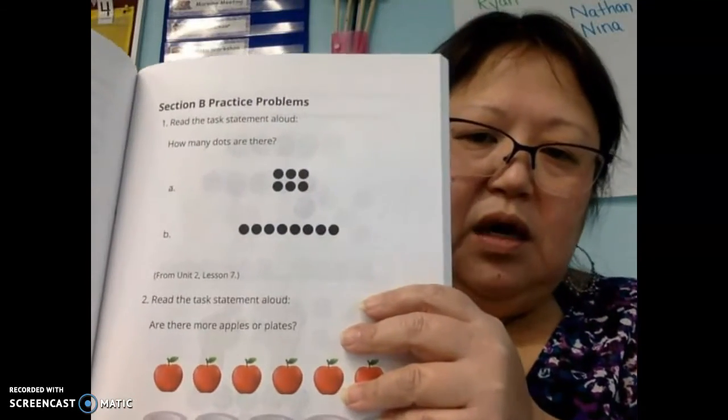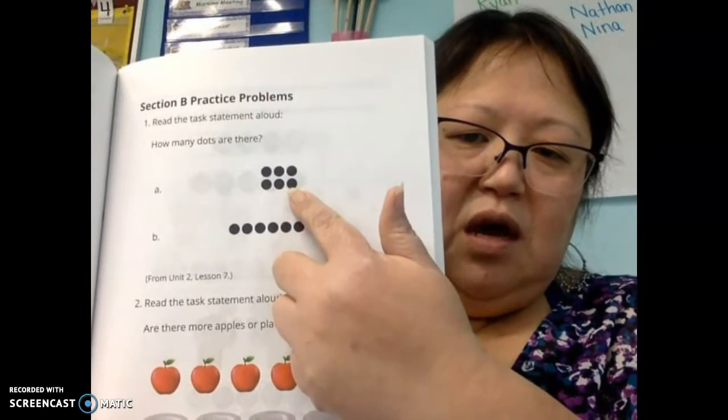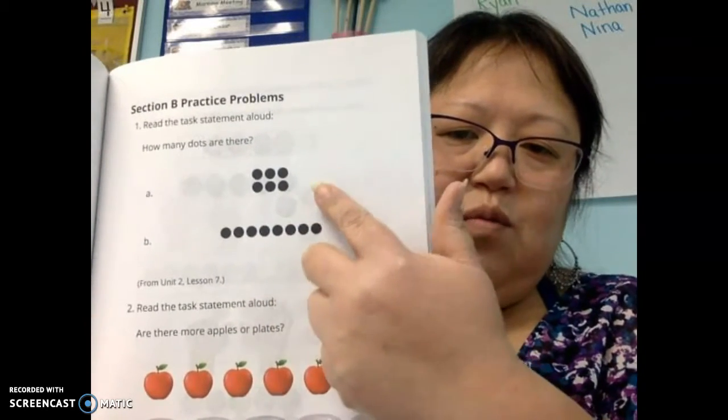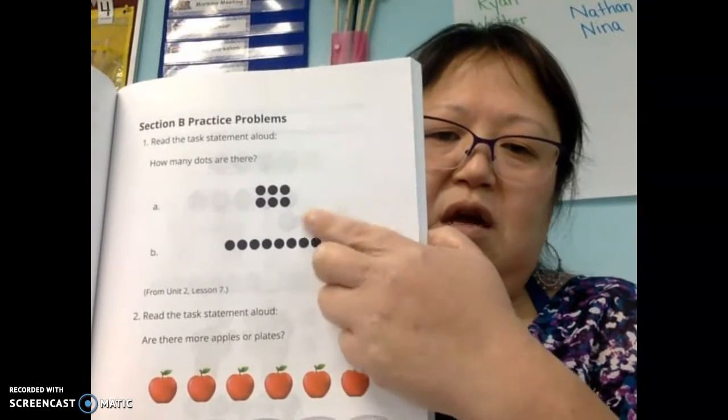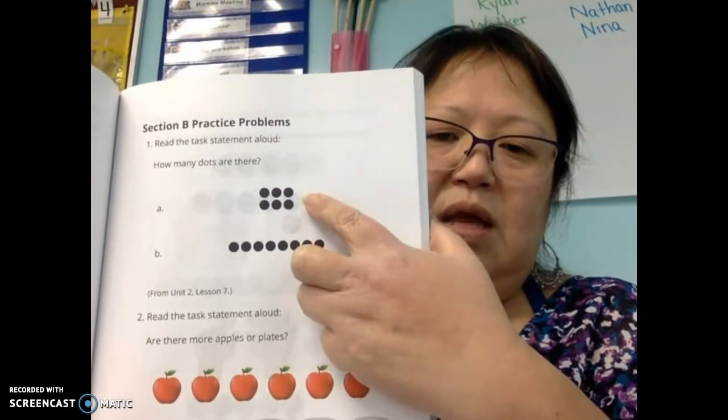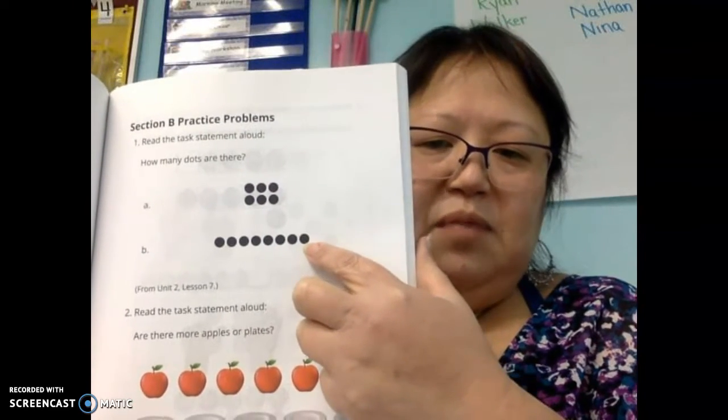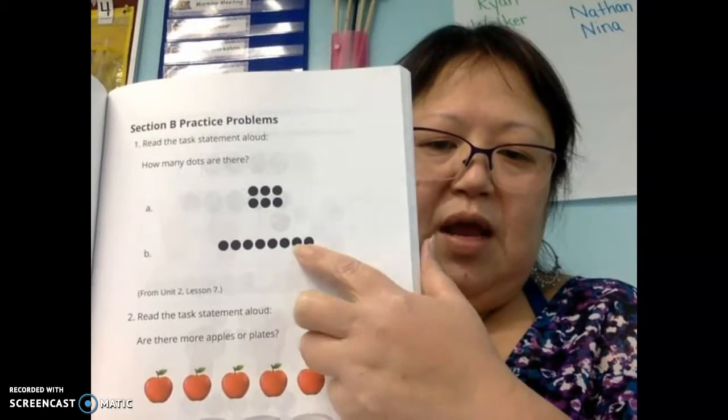For problem 1, it asks you to count the dots and then write the number next to it. So you're going to count this set of dots here, and then you're going to write the number here. And again, same thing with B, count and write.